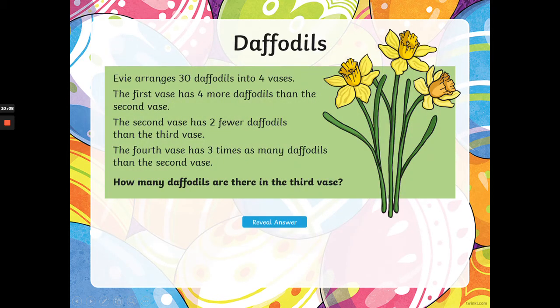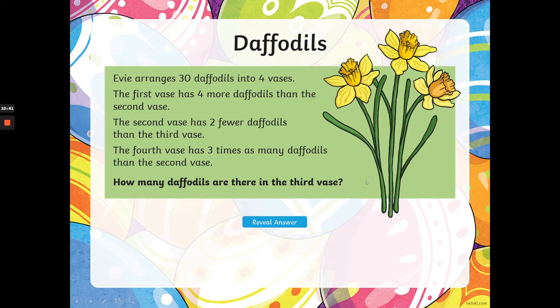So Evie arranges 30 daffodils into 4 vases. The first vase has 4 more daffodils than the second vase. And the second vase has 2 fewer daffodils than the third vase. The fourth vase has 3 times as many daffodils as the second vase. Interesting. So how many daffodils are there in the third vase? So we have to figure out how many are in the third vase.